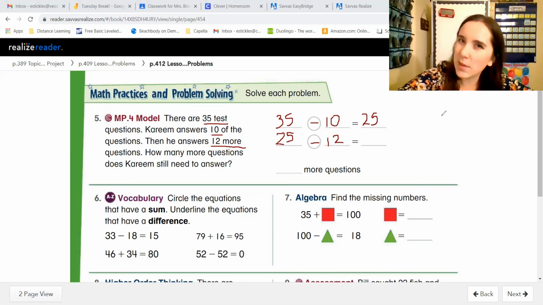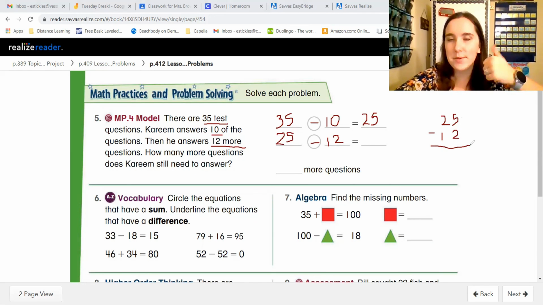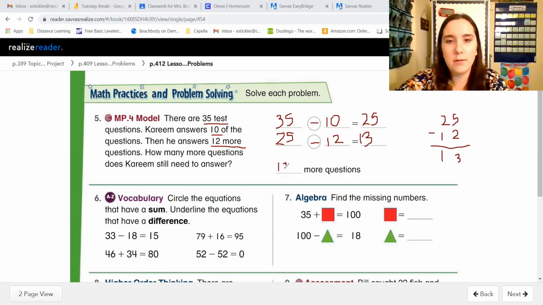So for this one, I am going to stack it up to the side just because it's a little easier on my brain to solve. So 25 minus 12. I don't think I'm gonna have to regroup, which is great. But let's see, 5 ones minus 2. That's 3. And 2 tens, take away 1 ten is just 1 ten. So he has 13 questions left. He solved 10, then he solved 12 more, which leaves him with 13 questions left to solve.